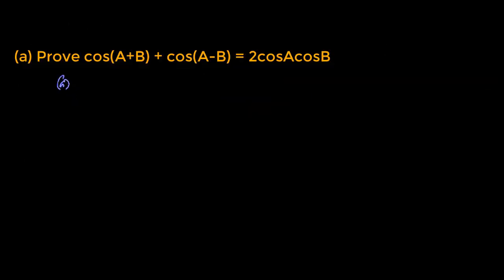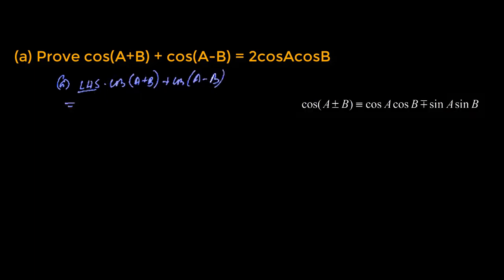We have to prove cos(A+B) + cos(A−B) is identical to 2 cos A cos B. So let's take the left hand side and write down the question. Cos(A+B) + cos(A−B), and if we break it down, cos(A+B) is going to be cos A cos B minus, because if there is a plus we have to write minus, sin A sin B.